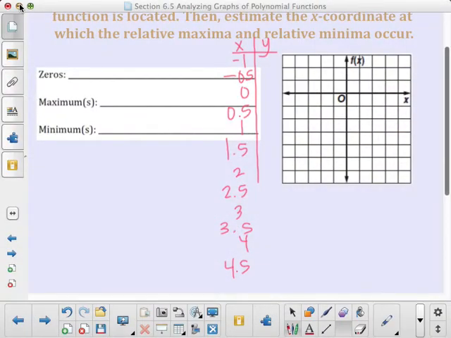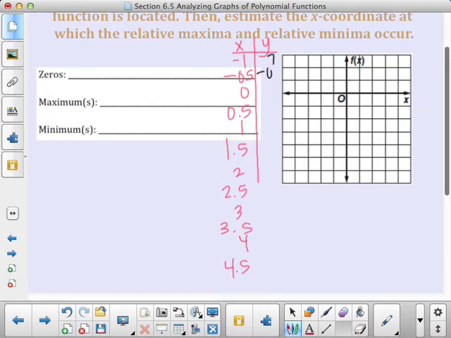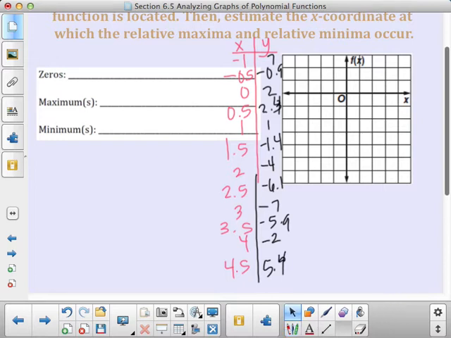Okay, so this gave me negative 7, negative 0.9, 2, 2.4, 1, negative 1.4, negative 4, negative 6.1, negative 7, negative 5.9, negative 2, 5.4. Okay, now I'm going to go ahead and graph those.